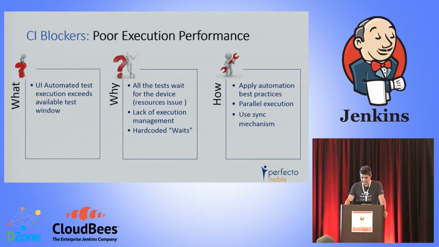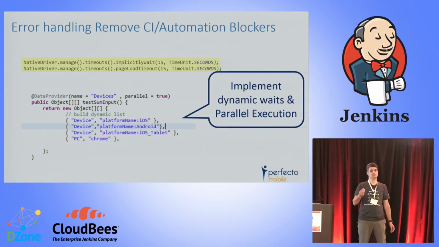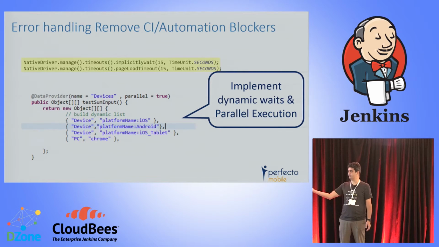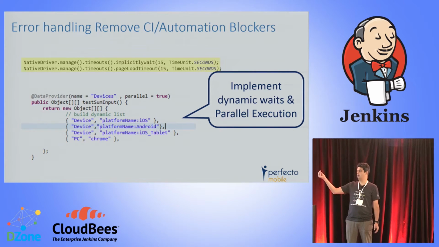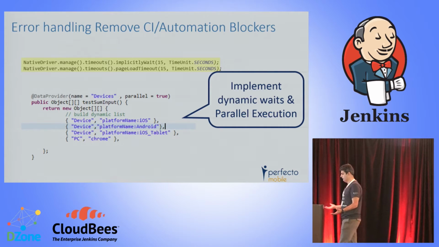Let's talk about the timing. It takes a lot of time. It runs on real devices. So the solution is parallel execution. And this is an example. You can use any mechanism to have parallel execution. This is a TestNG mechanism. I provide an array of devices to my test, and it's going to run on all the devices.